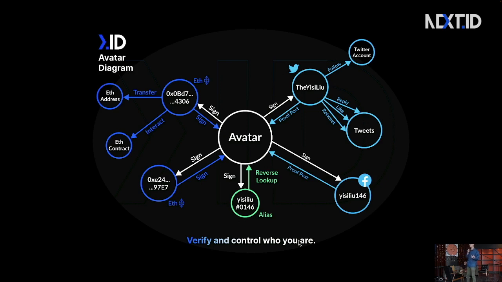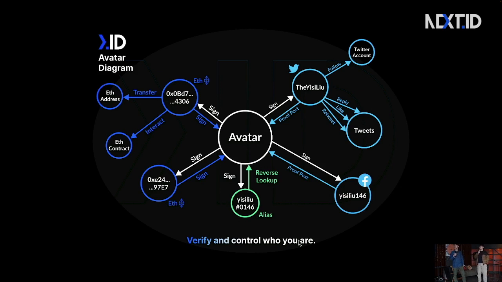We can talk about how Next.ID enables that and gives you that peace of mind in Web3 as well. This part shows how the Next.ID avatar interacts with all of your Web2 social accounts and your on-chain wallets. For example, this is for one user: the left side is his Ethereum wallet, and the right side is his Web2 social accounts like Twitter and Facebook.